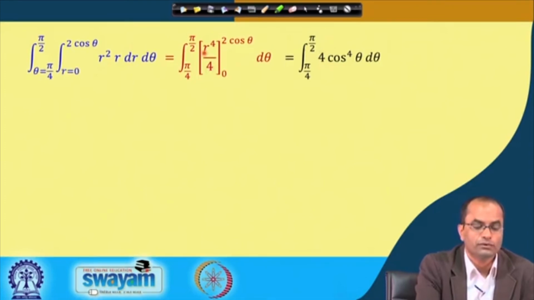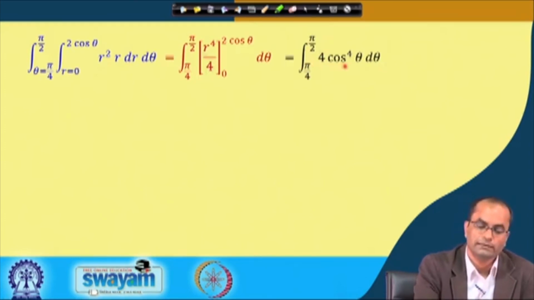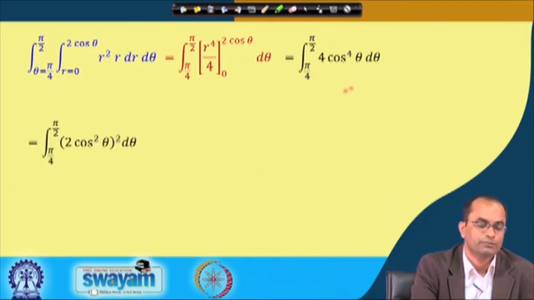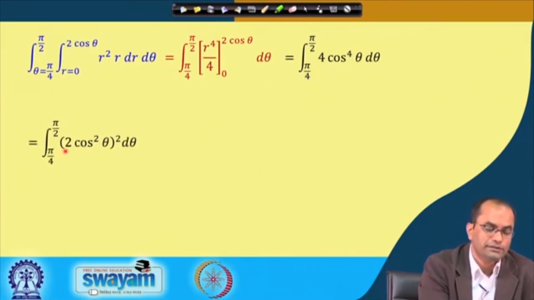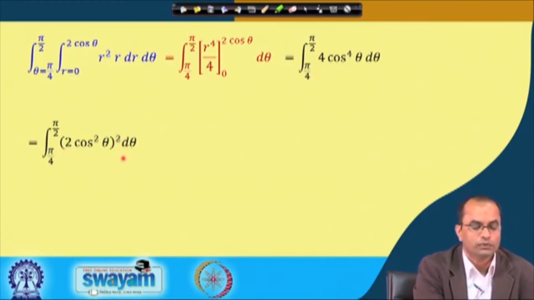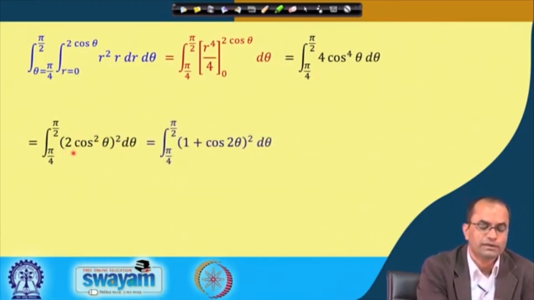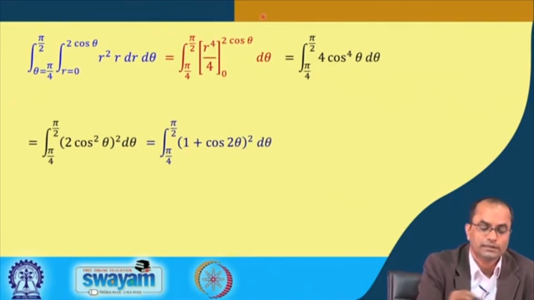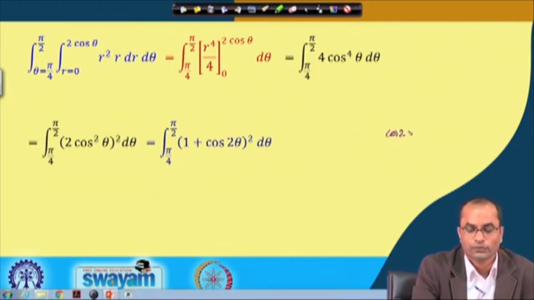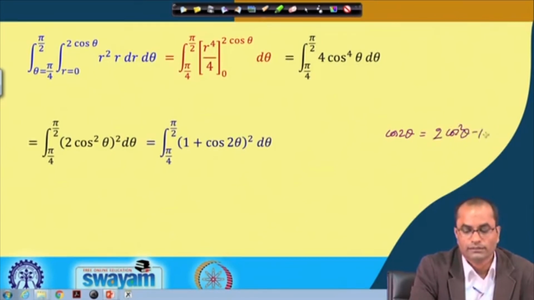So, we will get 4 cos to the 4 theta d theta, and the limits of theta here are pi by 4 to pi by 2. We have to simplify this power here. So, this we have written as 2 cos square theta whole square, and 2 cos square theta we can convert into the 2 theta form. So, this 2 cos square theta will be 1 plus cos 2 theta, by the relation that cos 2 theta is nothing but 2 cos square theta minus 1.